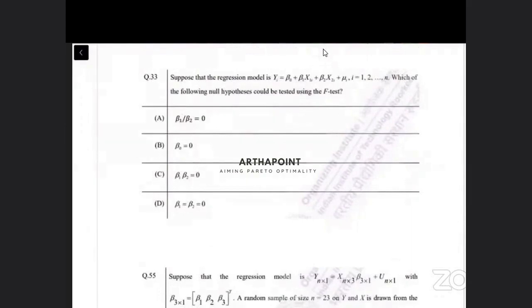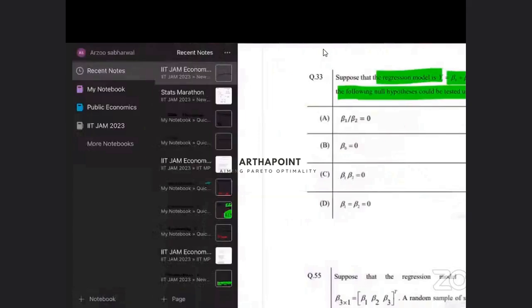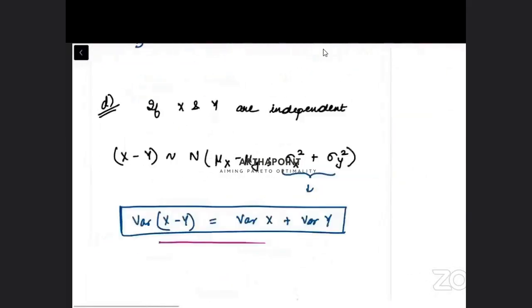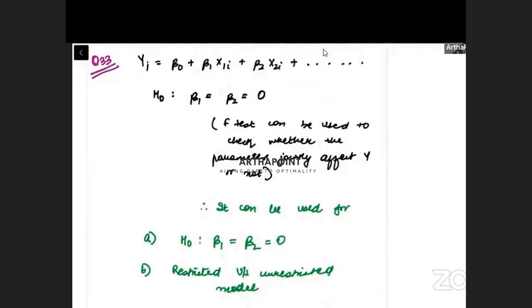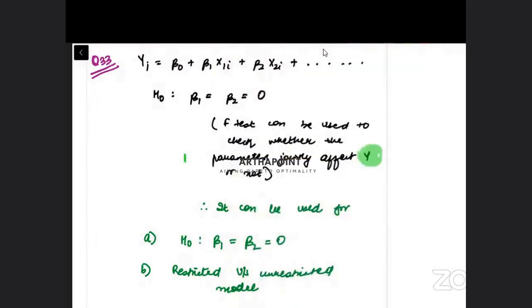It says, suppose that the regression model is given by this, which of the following null hypotheses could be tested using F-test? Again, I have just given you a note of this. Please read through it. I will post this in your portal also so that you have it with you. So F-test can be used in the following cases. F-test is always used to check the joint effect of Y. Y jointly kitna affect ho raha hai X se. So it is always a joint effect, right? So F-test is used to understand how Y is getting jointly affected by X's.